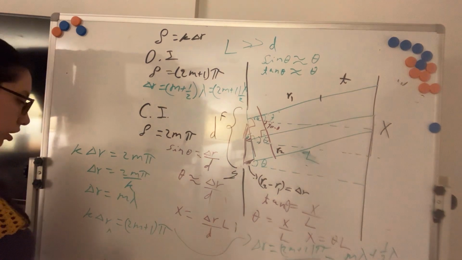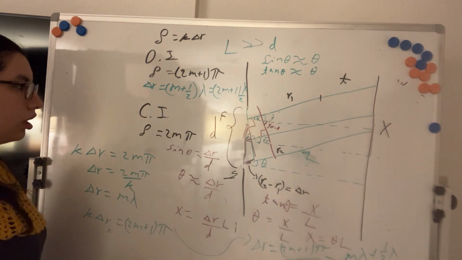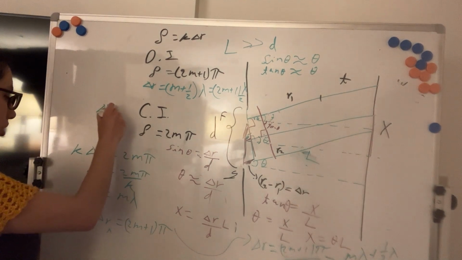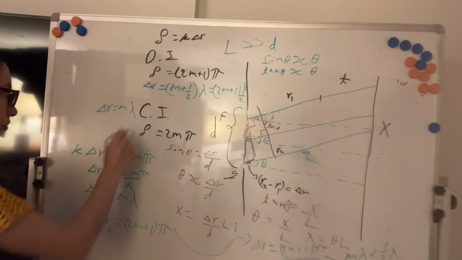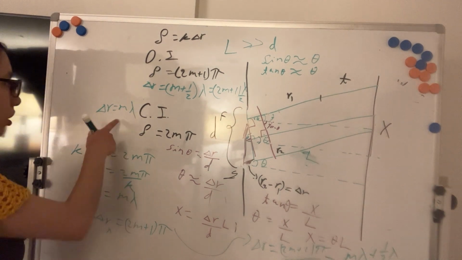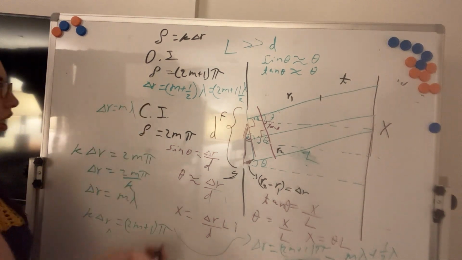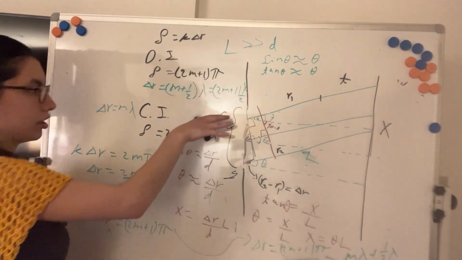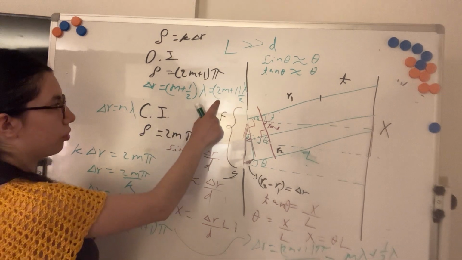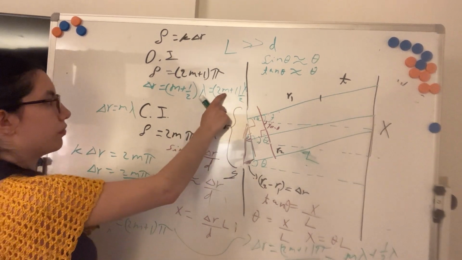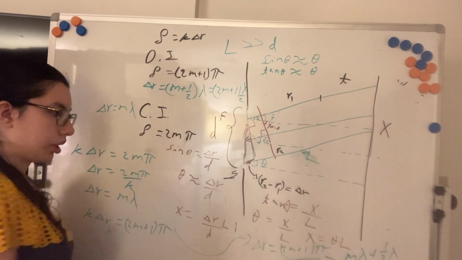So m can take any value. For constructive interference, delta R is equal to m lambda, so we have 3 lambda, 2 lambda, 50 lambda, and for destructive interference, we have half integers of lambda, because if m is 1, you would have 3 halves of lambda. If m is 5, you would have 11 halves of lambda.